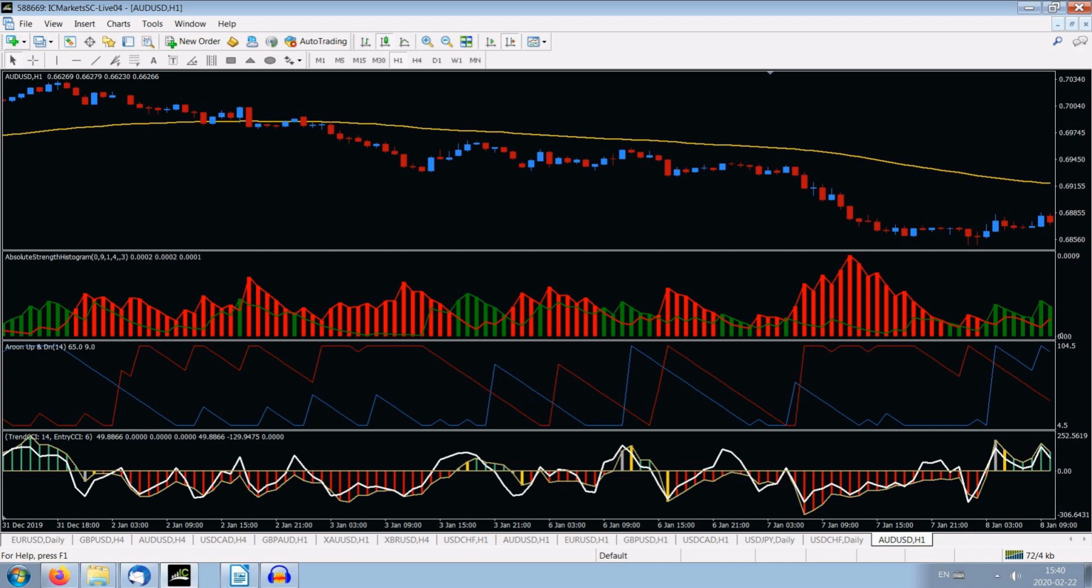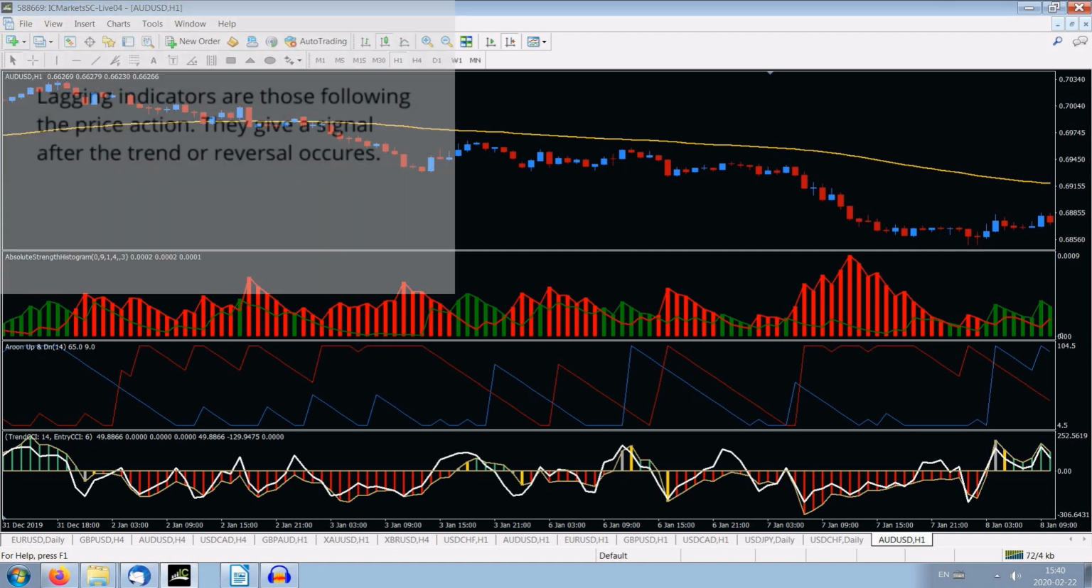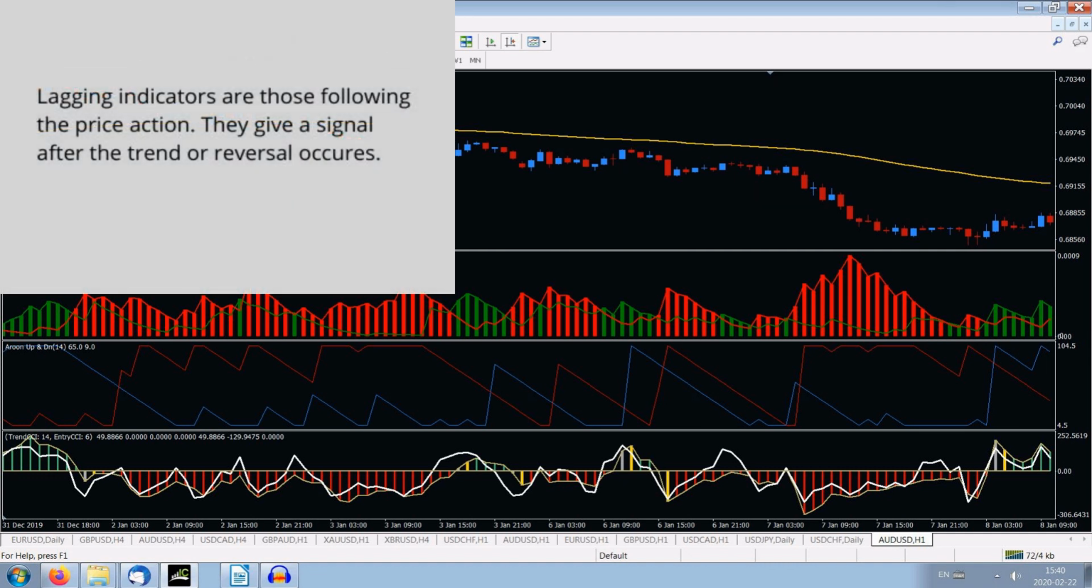Technical indicators fall mainly in 2 categories: leading indicators and lagging indicators. So what's the difference between them? The leading indicators are those who lead the price movement. They give a signal before a new trend or reversal occurs. From the other hand, lagging indicators are those who follow the price action. They give you a signal after the trend or reversal has started.